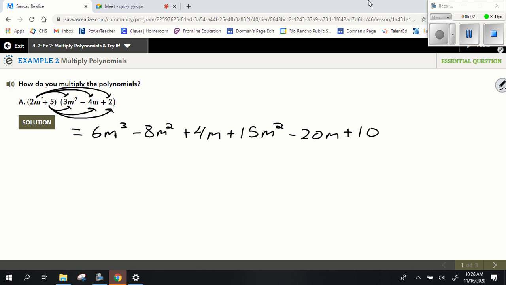Excellent. Now it's time to combine like terms. So I don't have any more m cubed terms, so I'm going to drop that one down. It appears that I have two m squared terms. So 15 minus 8 will give me 7m squared. 4m minus 20m, now we'll combine these two. 4m minus 20m is going to give me a negative 16m. And then there's nothing to combine with the 10, our constant out there, so we'll drop it down.